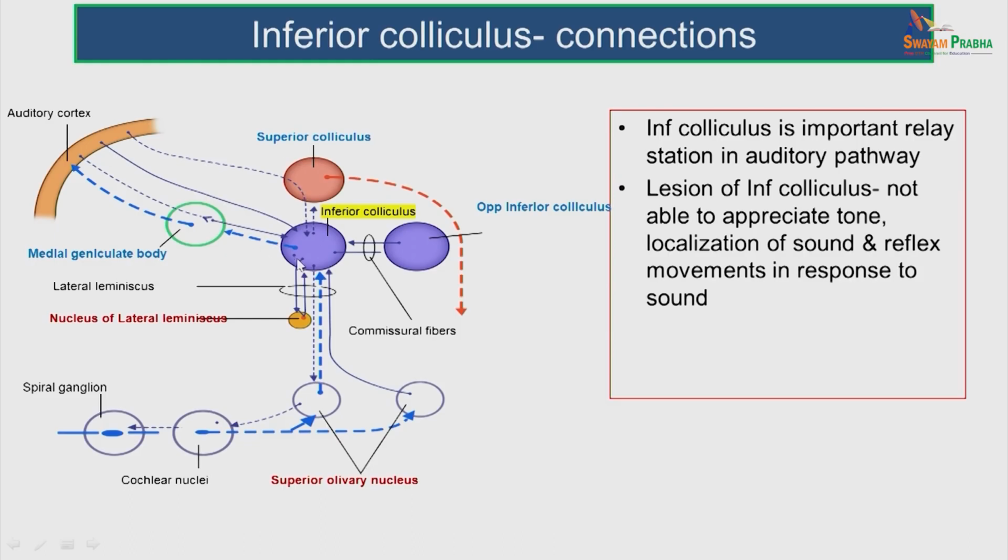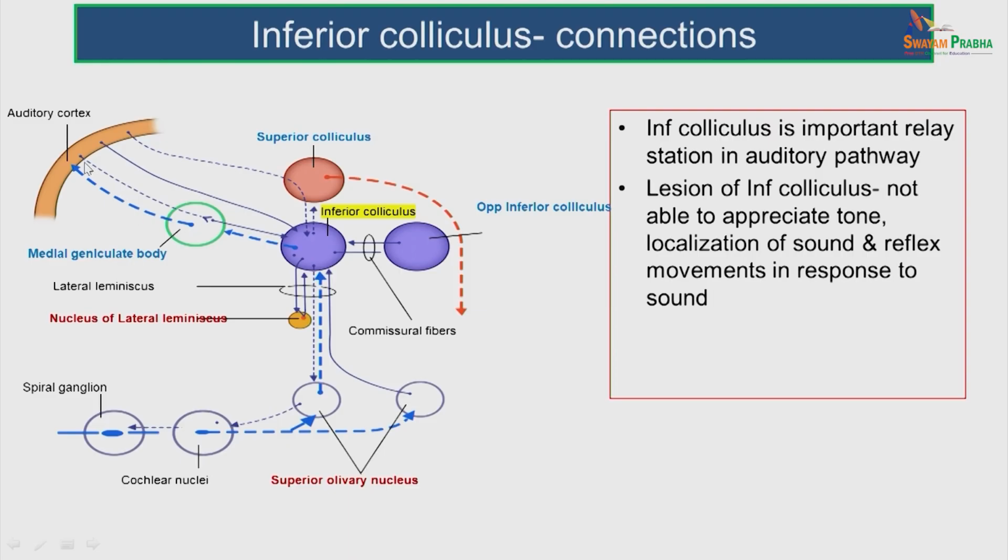Also it is connected to the opposite inferior colliculus through the commissural fibers, and it is connected to the nucleus of the lateral lemniscus through the lateral lemniscus. It is also connected to the superior olivary nucleus, and fibers from the inferior colliculus connect through the inferior brachium to the medial geniculate body.